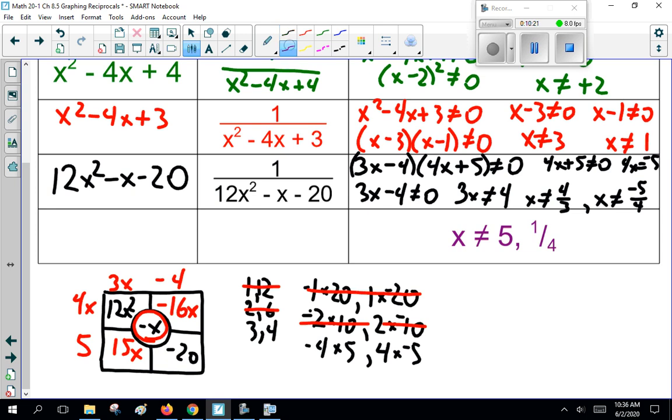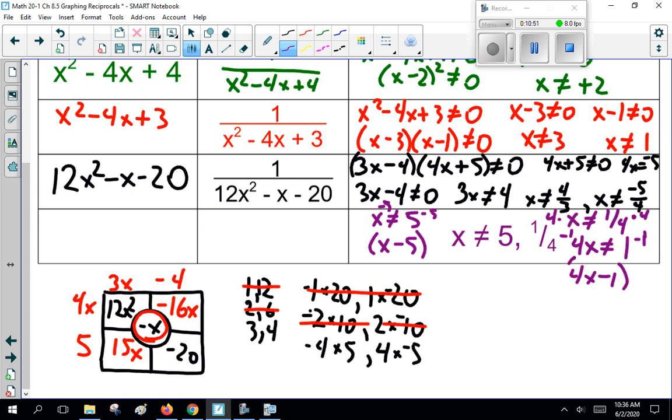Now, that leads to the last one. X cannot equal 5 or 1/4. Well, x cannot equal 5. Subtract 5 from both sides. One of the factors is x minus 5. The other factor, x cannot equal 1/4. Remember, with a fraction, you multiply to get rid of it. So 4x cannot equal 1. Oh, sorry, multiply both sides by 4, and subtract 1 from both sides, so you get 4x minus 1 cannot equal 0. So that's my denominator: x minus 5 times 4x minus 1.